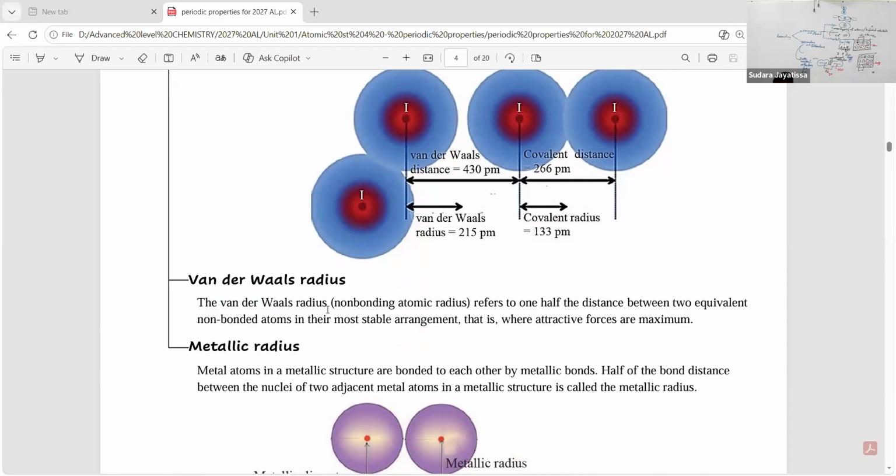They can start MCQs by their name. They can tell this is the non-bonding atomic radius of this and then compare and ask questions. So non-bonding atomic radius refers to half of the distance between two equivalent non-bonded atoms in their most stable arrangement. Highlight that. That is the definition.